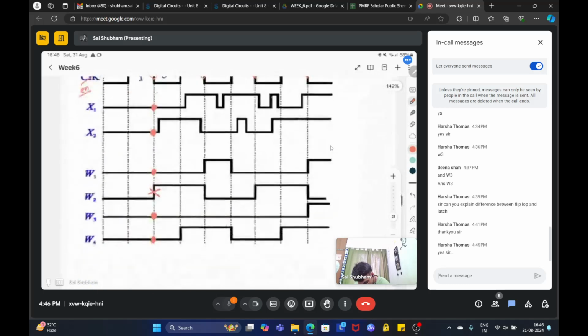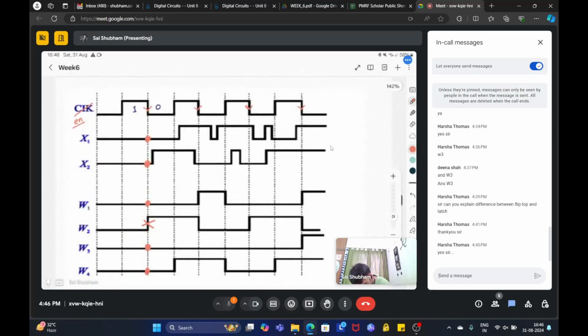Now at this point, x1 is 1 and x2 is 0, so output will still be 0. But here you can see that it has transitioned to 1, so this is also not possible. So this is correct, and this is also not possible.